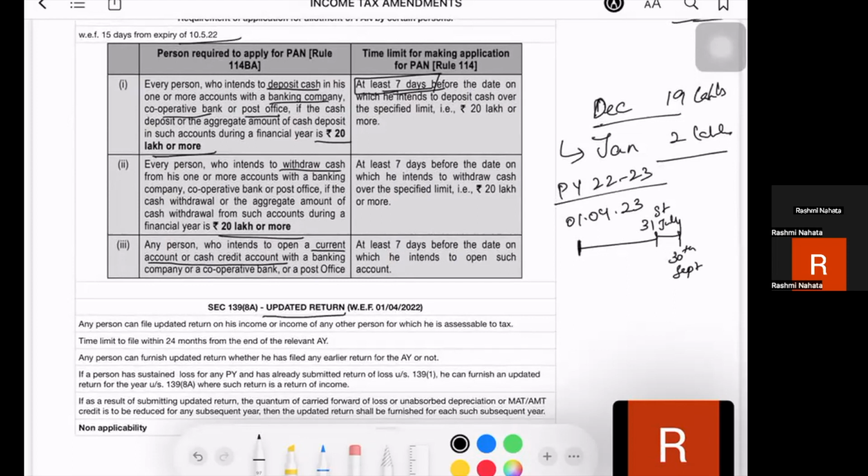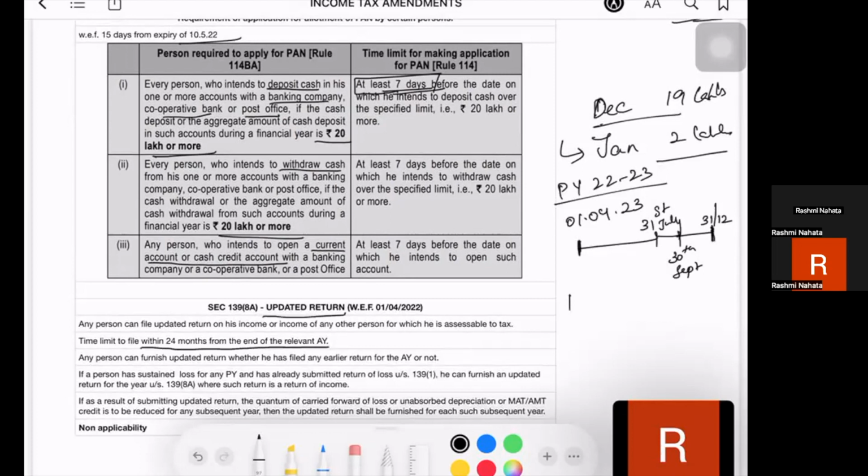In case the return is not filed by then, we get additional time, that is 3 months before the end of the assessment year, till 31st December, to file the return. What are they talking about? They say if a person has forgotten to file, or for any reason was not able to file their return by 31st December, then they will be given additional time. Of how many years? 24 months from the end of the relevant assessment year.